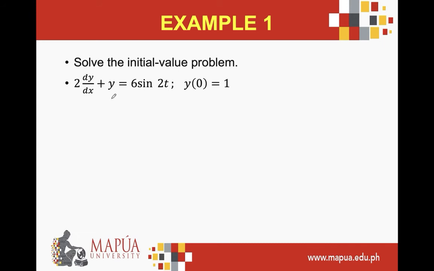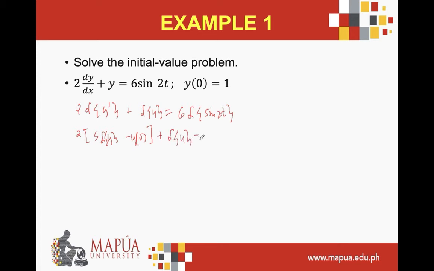First, take the Laplace transform of each of the terms in the given equation. If you have a constant, you put it before the operator. So this one is the Laplace of y prime, then the Laplace of y, and 6 times the Laplace of sine 2t. Now we apply the definition of derivatives. For y prime, this is s times the Laplace of y minus y of 0. Then copy the 6 times this, which is 2 over s squared plus 2 squared, which is 4.